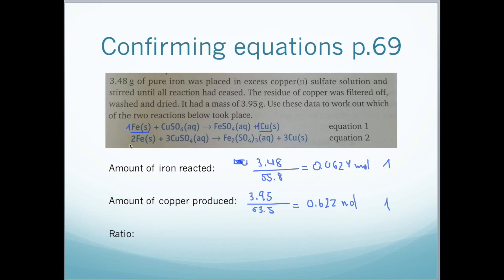Whereas in equation 2, we have a ratio of 2 iron to 3 copper. And the calculation just carried out does not confirm this.